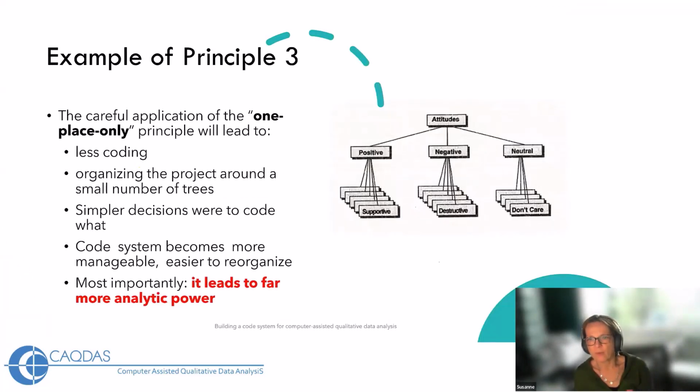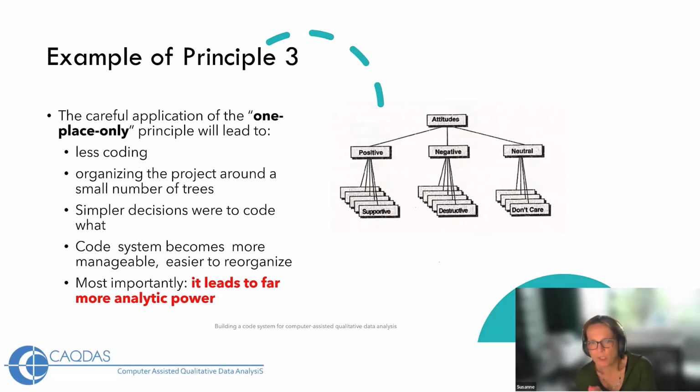And here we have an example of that principle 3. We have the attitude, positive, negative, and neutral, and then as positive attitudes, supportive as an example, or destructive or neutral and don't care one. So this way, supportive or destructive or don't care only occurs once in the code system and not under all these thematic codes as well. There will be less coding if you code like that. So the number of codes will be fewer in your project.